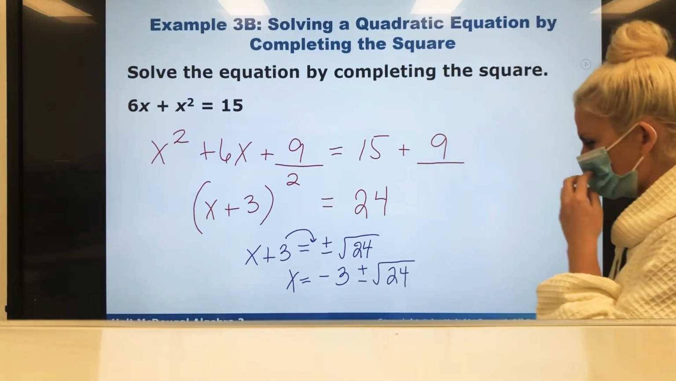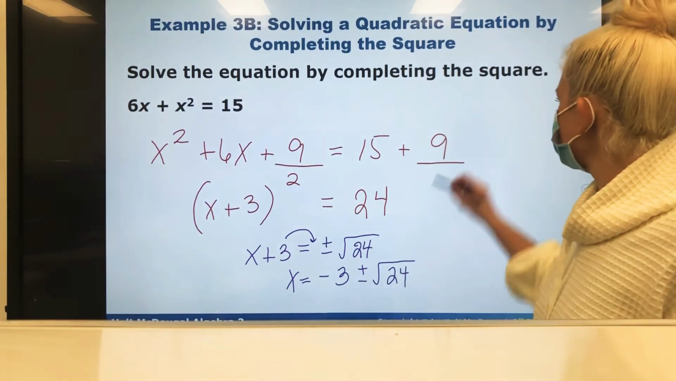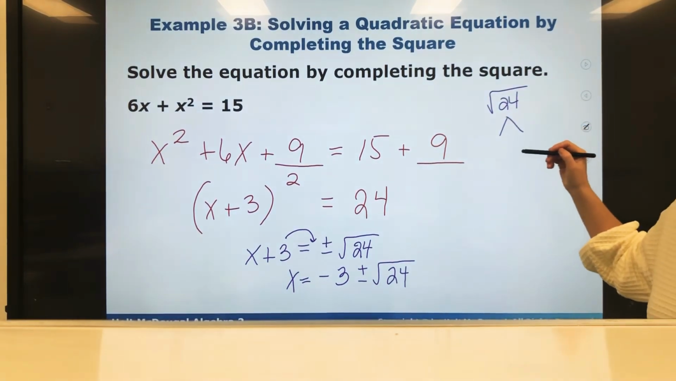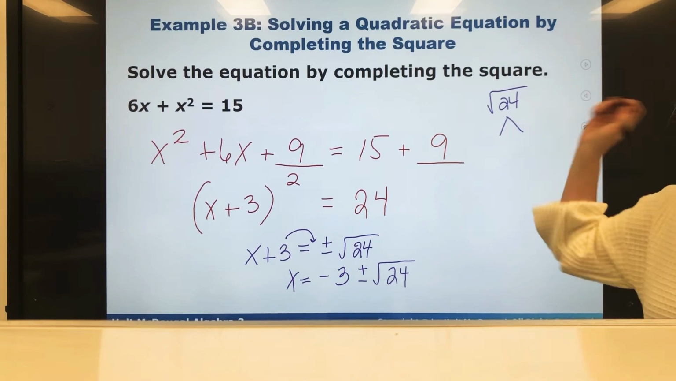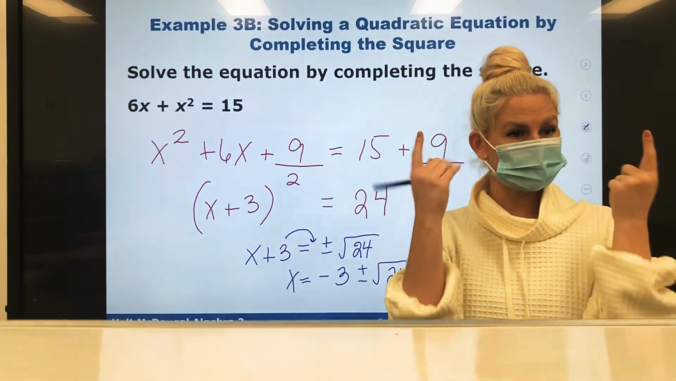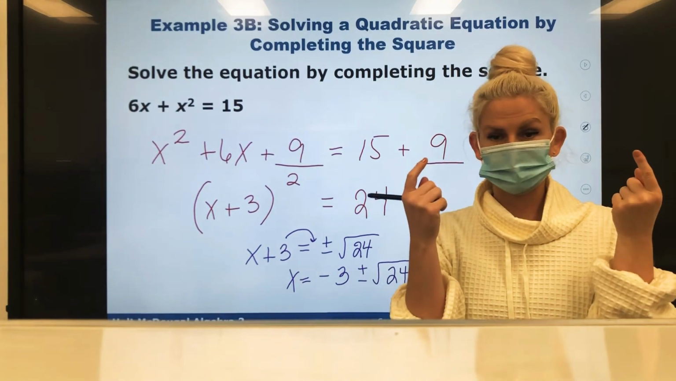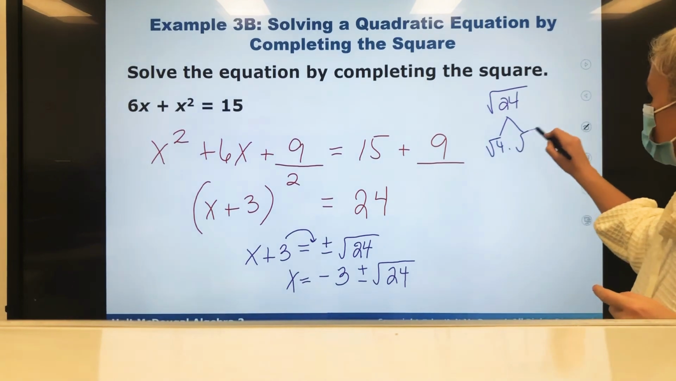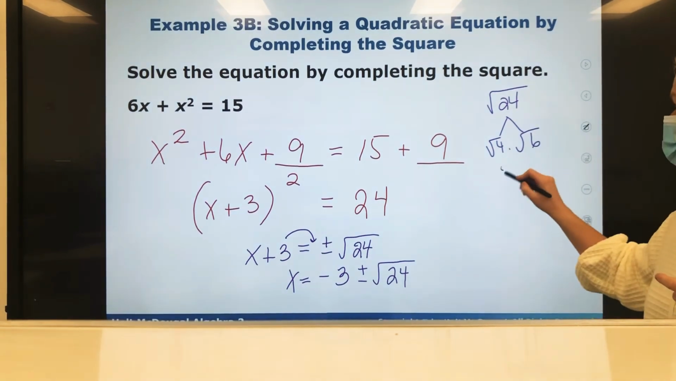So how do we simplify this? The square root of 24 simplifies to what? You could break it down to what? 8 and 3. I'm glad you said that, but 8 and 3, neither one of them is a perfect square, so that's not going to help you. What else? 6 and 4. Radical 4 times radical 6, so that's 2 radical 6.